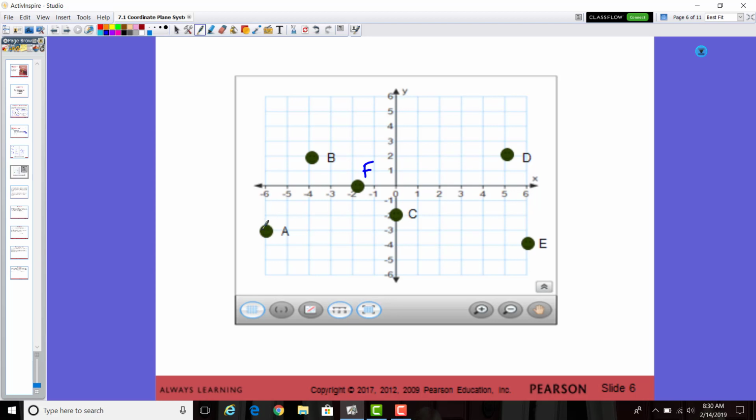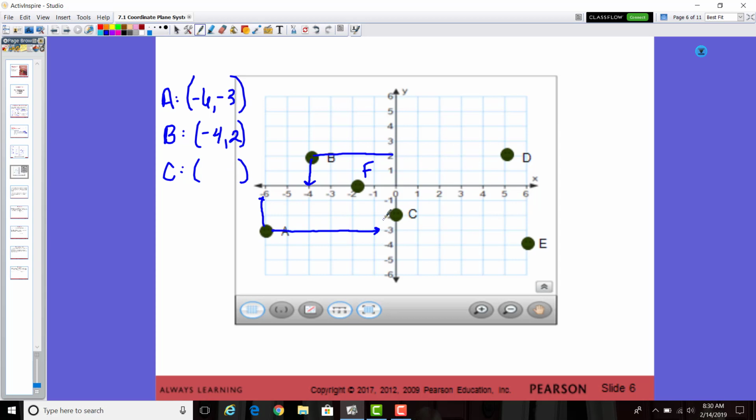Okay, so A. This is sitting in the third quadrant, so we know it has to be negative. So we go to our x value first, which is -6, and then we go to our y value, which is -3. B is sitting in the second quadrant, so we know it's going to have a negative x value and a positive y value. Our x value is -4. Our y value is +2.